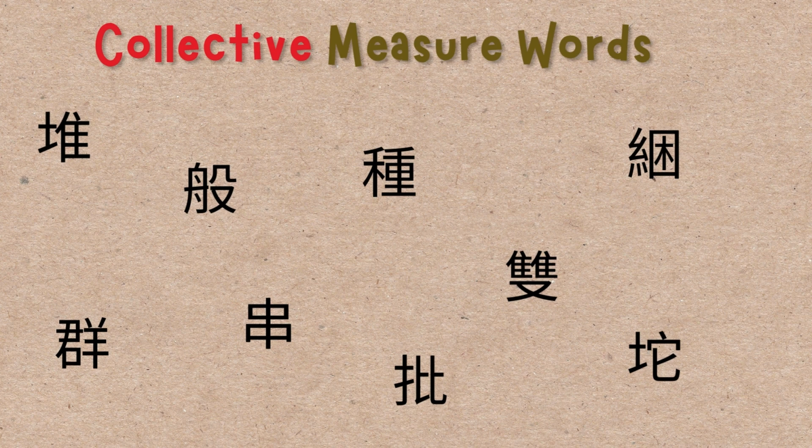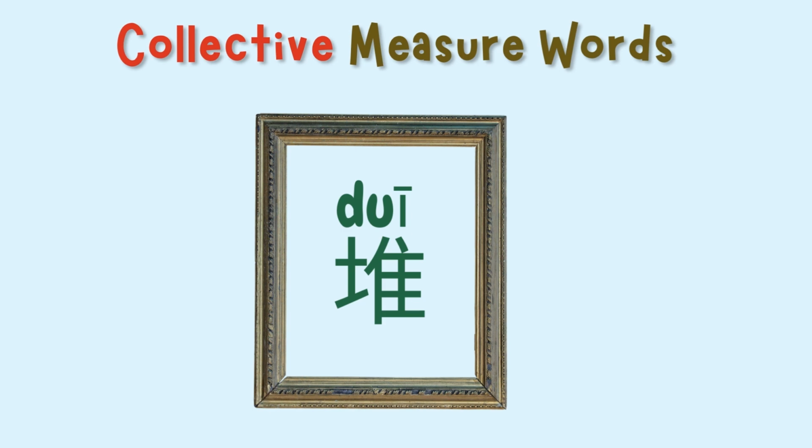Collective measure words are used to describe groups of things or people that are considered as a unit. They are typically used with nouns that refer to living beings, such as people, animals, or insects. The measure word 堆 in Chinese is used to count and quantify objects that are piled up or stacked, regardless of their shape, size, or texture.